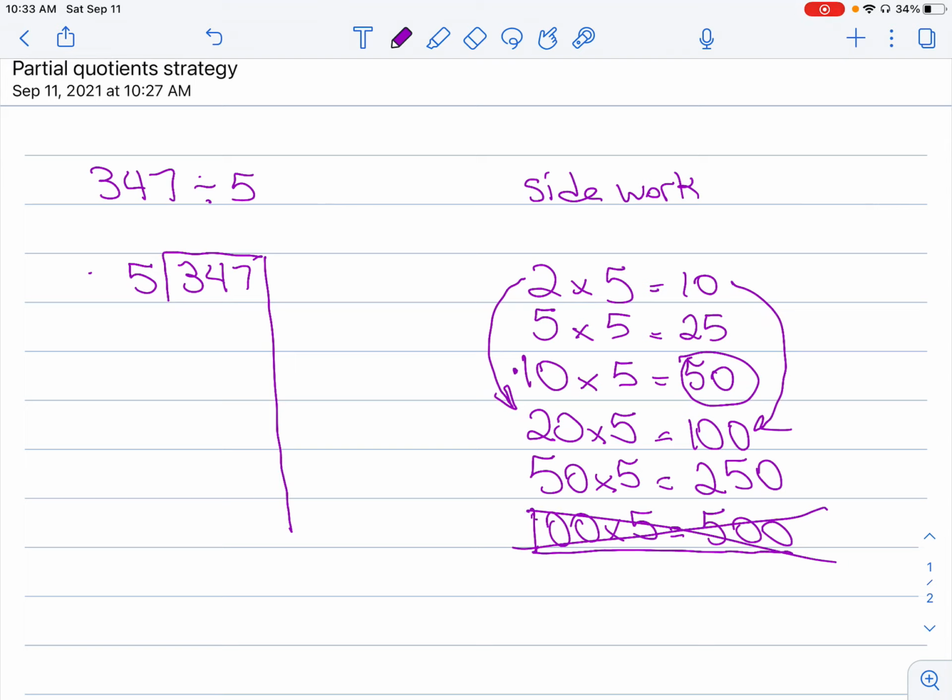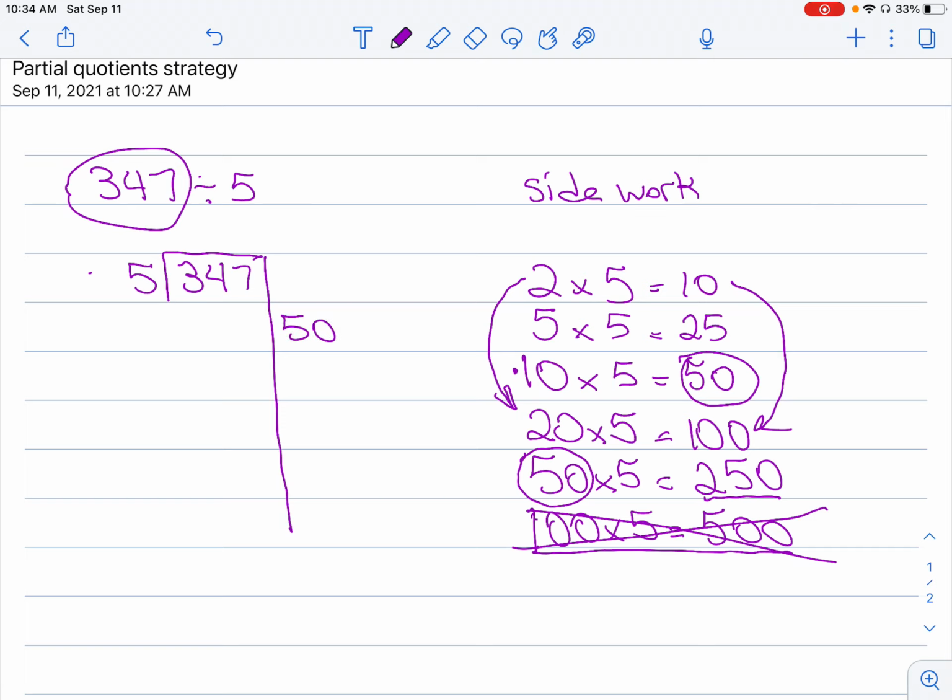Okay. So remember, when you're doing side work, you only need to go up to as high as your dividend in your original problem. Okay, the next thing we do, now that we've done our side work, is we subtract the multiples, basically the quotients. All right, I know that I could take away 250 from 347. That is 50 groups of 5. So my 50 goes out here.